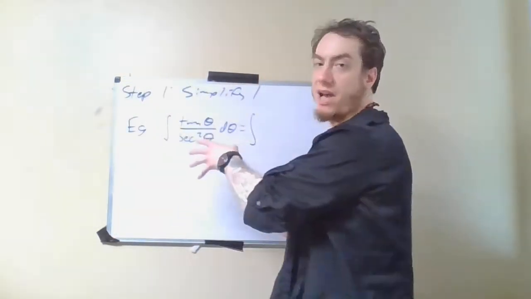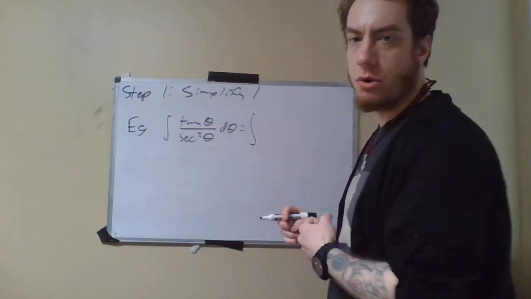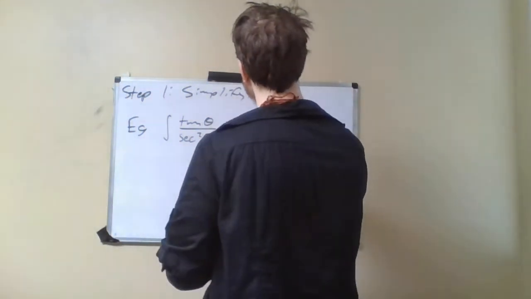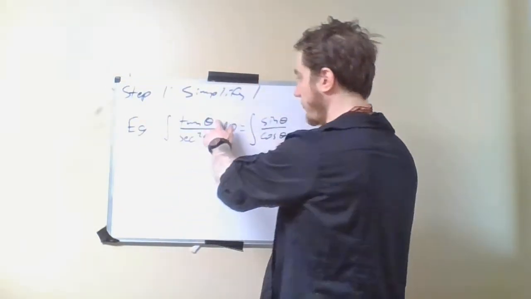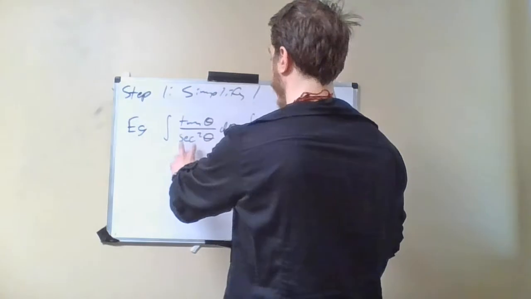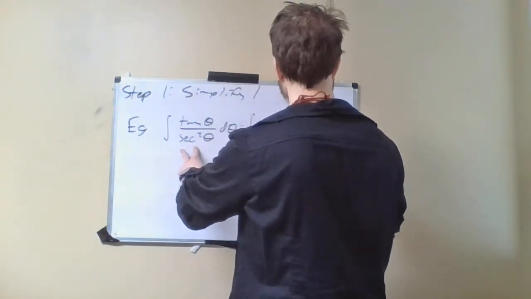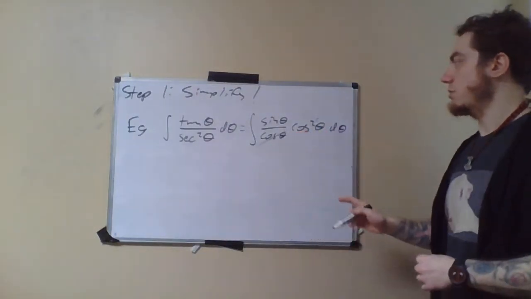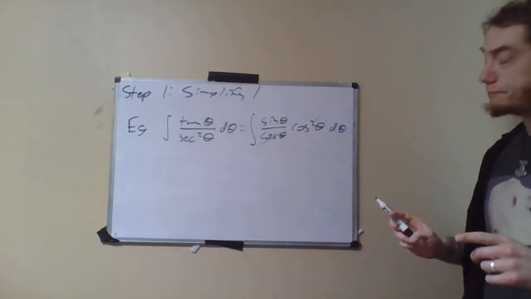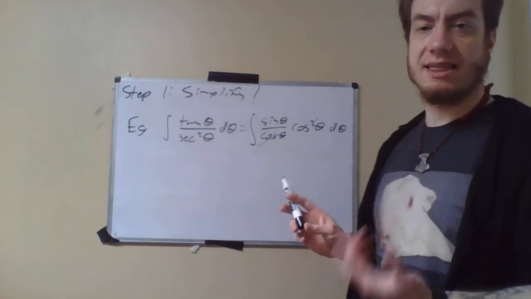If I want to simplify this, usually I'm going to want to rewrite this in terms of sines and cosines. I can rewrite this as sine theta over cos theta. That's coming from my tangent. And then a secant squared in the denominator becomes a cosine squared in the numerator. But now the cosine squared is going to cancel with the cosine squared in the denominator here. So this leaves me with sine theta times cosine theta.